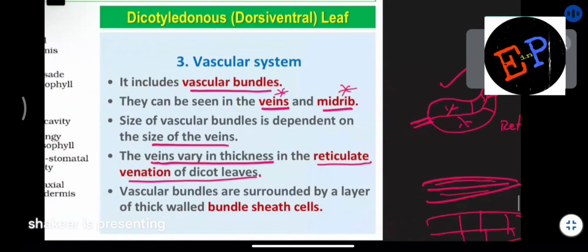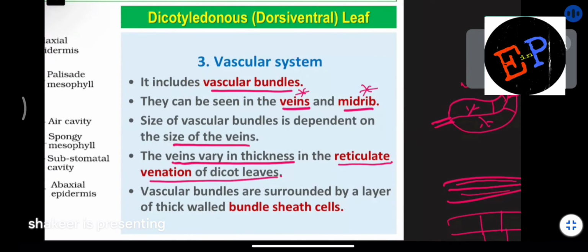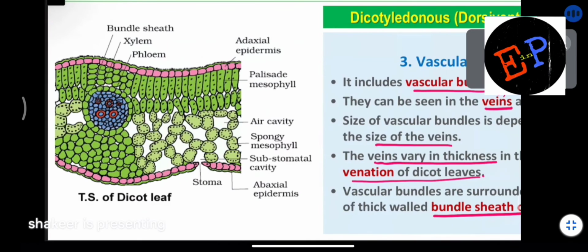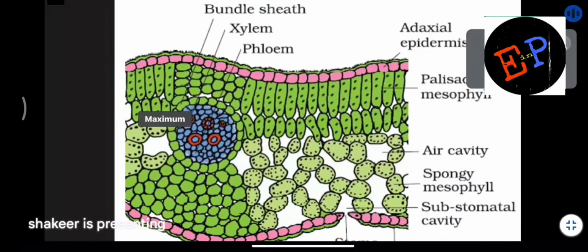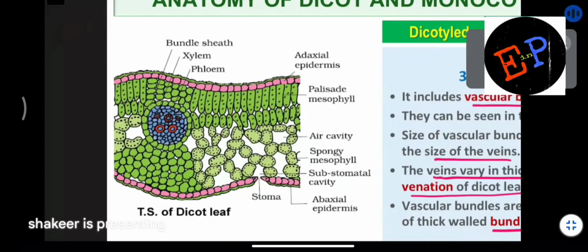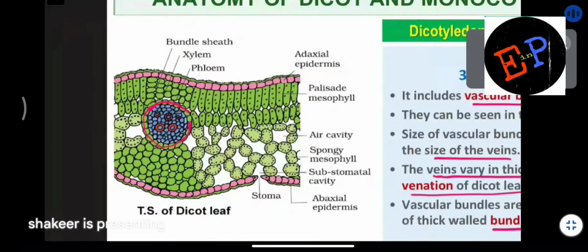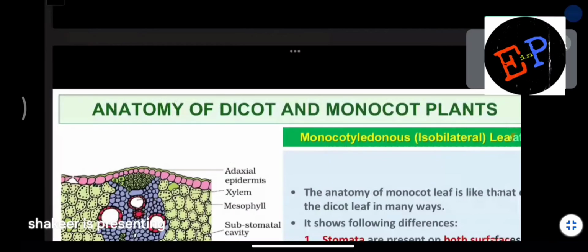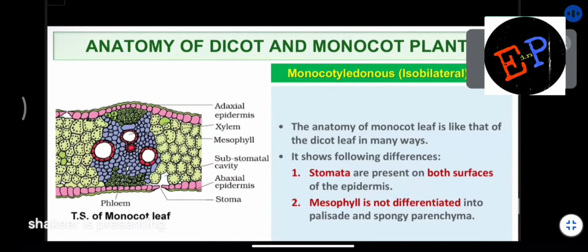So veins vary in thickness. It means the thickness of the veins is not constant; they are varying continuously. Vascular bundles are surrounded by a layer of thick-walled bundle sheath cells. We have already studied this. Vascular system is composed of xylem and phloem. Around them you are seeing a layer of green cells. These cells are called the bundle sheath. Clear? That's it.